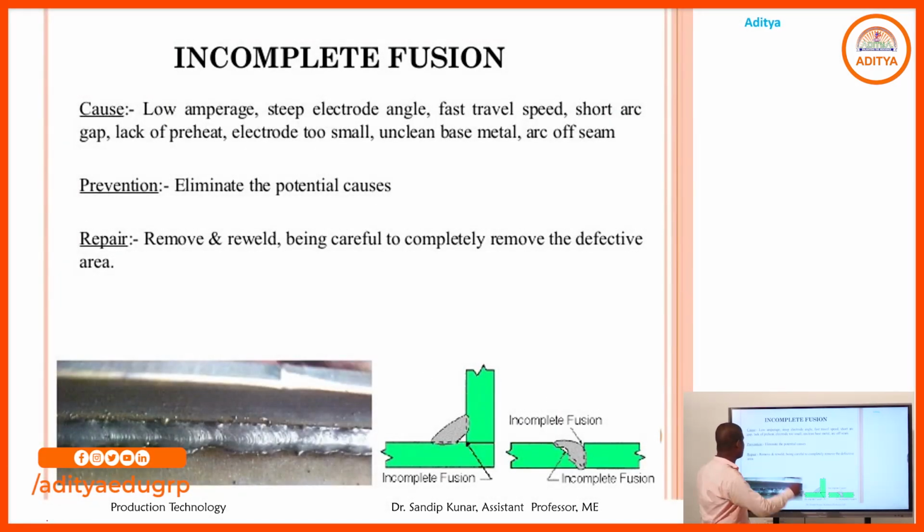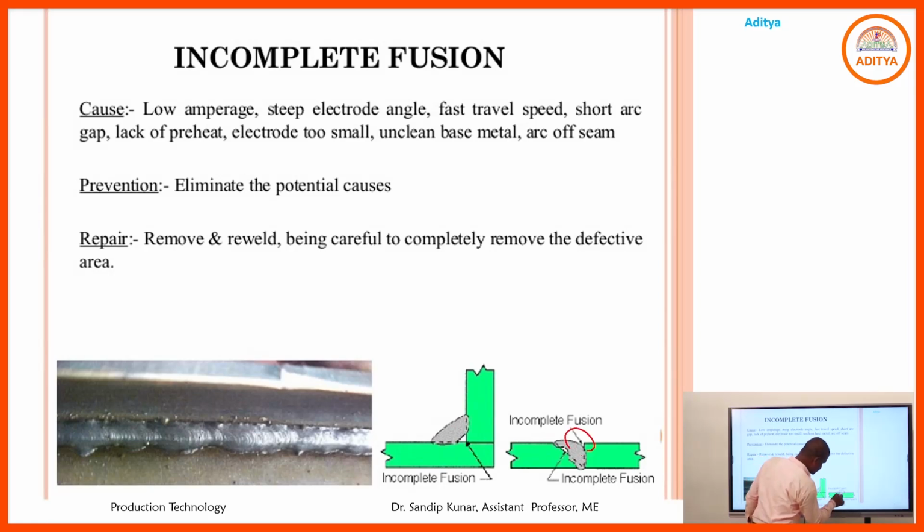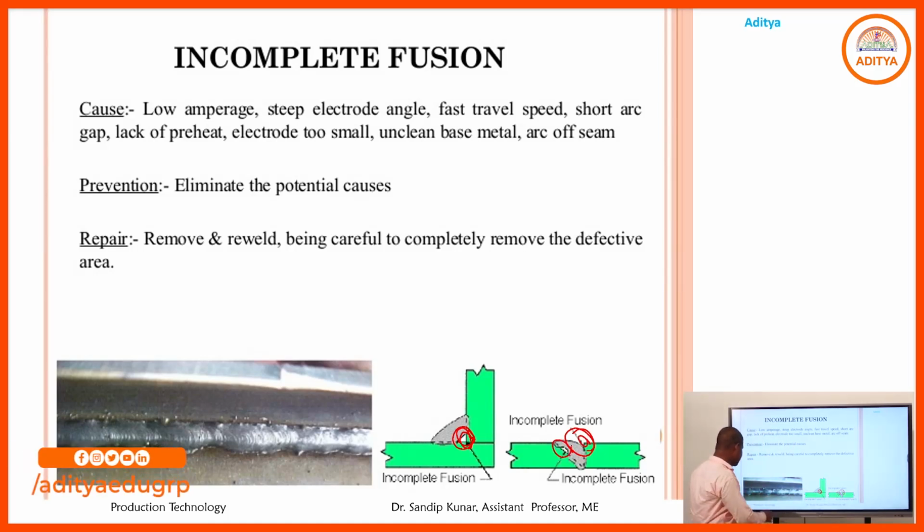Incomplete fusion. So what are the causes? In incomplete fusion, sometimes the welding does not occur properly. That type of problem is incomplete fusion. This is also a very important problem that occurs in the welding phases. The weld quality and weld strength also decrease due to incomplete fusion in that particular weld. This is what we have shown during welding.